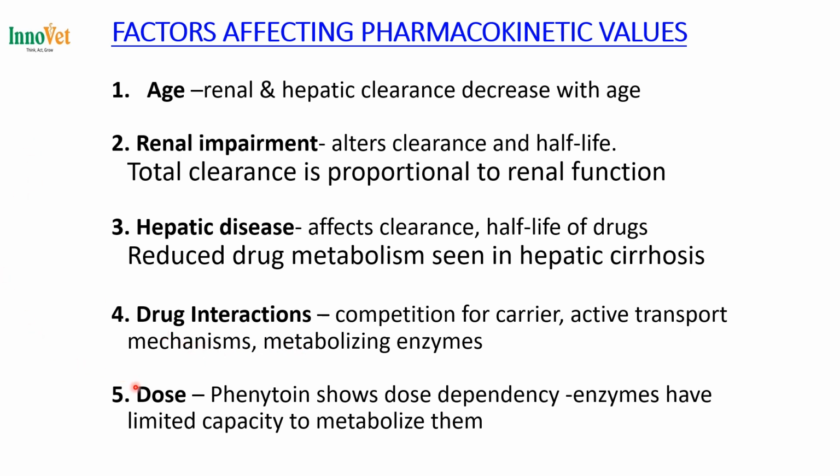The next is the dose. For example, here phenytoin, as we said before, follows zero order kinetics. Therefore, it is dose dependent. Its half-life is dose dependent, whereby it can accumulate within the body, and the enzymes that are responsible for its metabolism have limited capacity to metabolize it. So this could be unwanted, and the phenytoin might accumulate within the body because its half-life is dose dependent, and that could lead to toxicity.